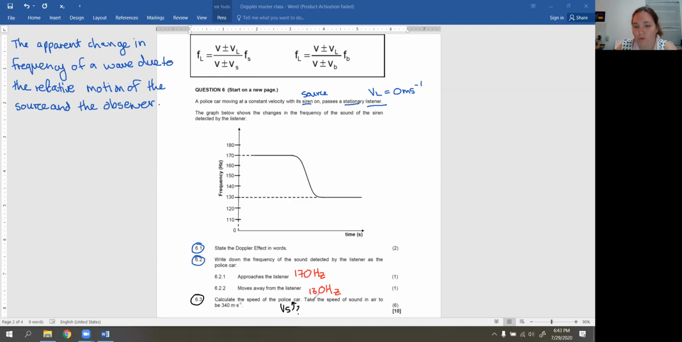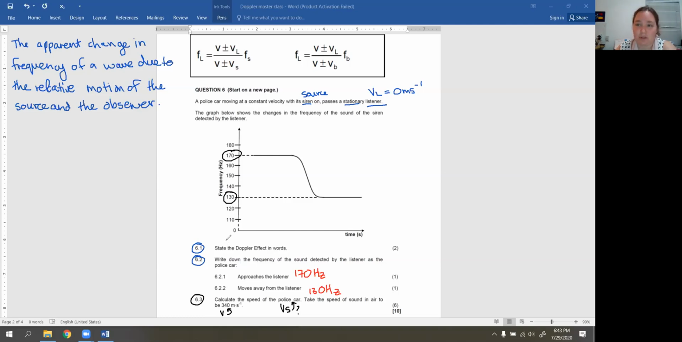That's what we're looking for, and you're asked to take the speed of the sound in air, which is just our normal value of V, is 340 meters per second. Now, I'm warning you already, this is going to be a simultaneous equation. So my advice is to set up a separate equation using the 170 hertz for when it's moving towards and the 130 hertz for when it's moving away.